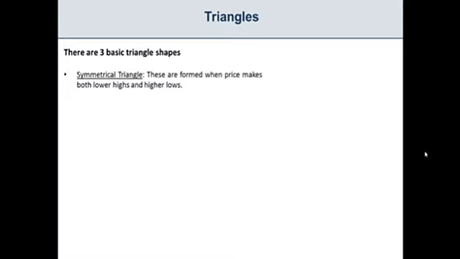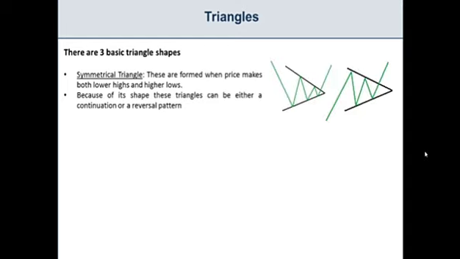Symmetrical triangle, and these are formed when price makes both lower highs and higher lows. Because of its shape, these triangles can be either a continuation or a reversal pattern. This is how they look. As you can see, we are contracting both up and down, which means that both the bearish and the bullish pressure are equal. We cannot know for sure if we are going to break to the upside or to the downside, giving us either a bullish or a bearish signal.